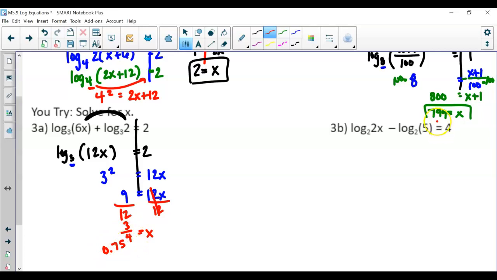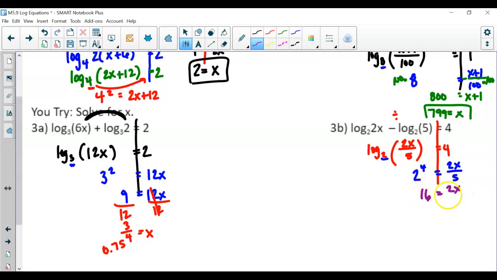Then here, again, same thing, right? Multiple logs on the same side. So log base 2, now subtracting, so we're going to divide 2x divided by 5. That is equal to 4. Now we can convert. So what is our base? Base is 2. 2 to the what power? 4th is equal to the fraction 2x divided by 5. Now we can solve. 2 to the 4th power is 16. That is equal to 2x over 5.